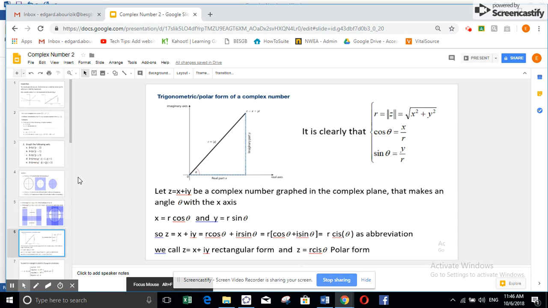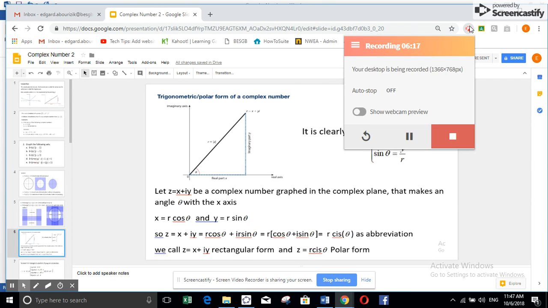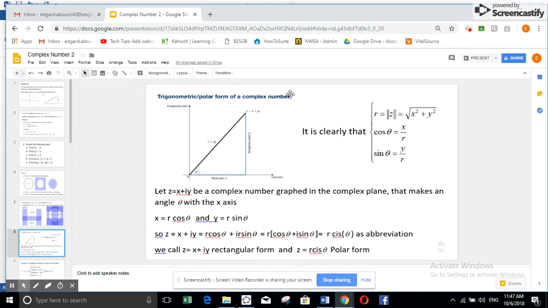Now we're going to talk about something very important, which is called the complex plane. Let me see the time left. So in the complex plane, I will leave it for another video. So the first part we talked about was graphing. Now in another video we're going to do the polar form of a complex number.